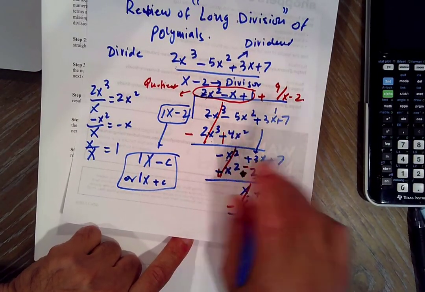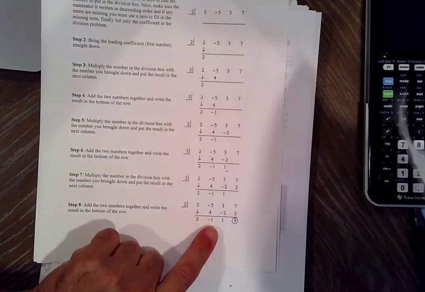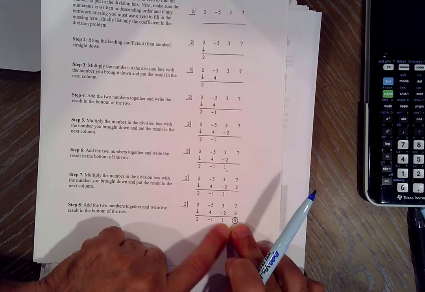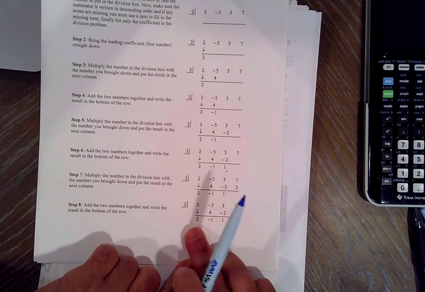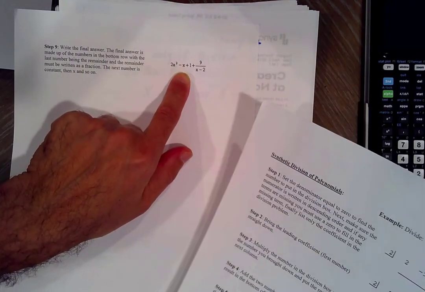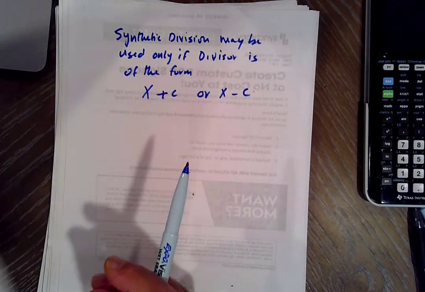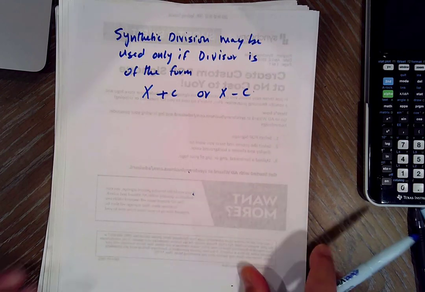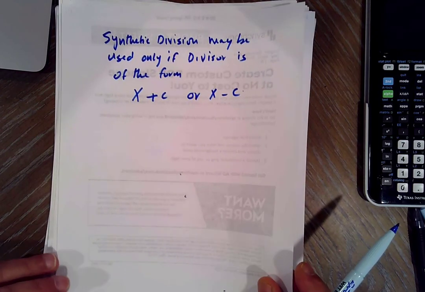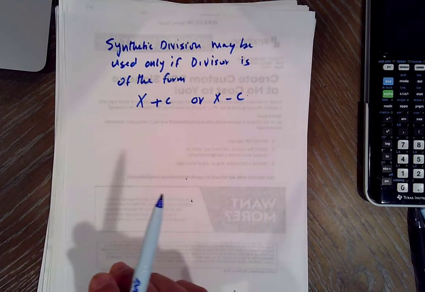2, negative 1, 1. And the 9 is your remainder. So the very first number from the right is the remainder, then the constant, then x squared. And that's your final answer. Okay. So this is just to explain how we're doing synthetic division.